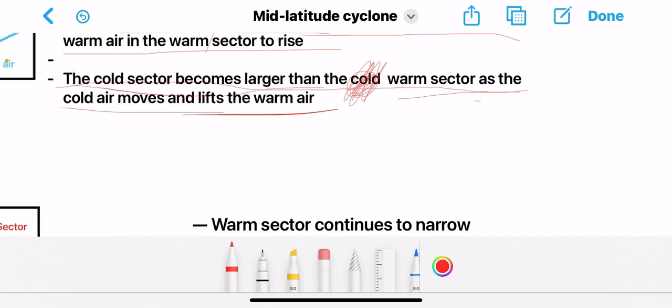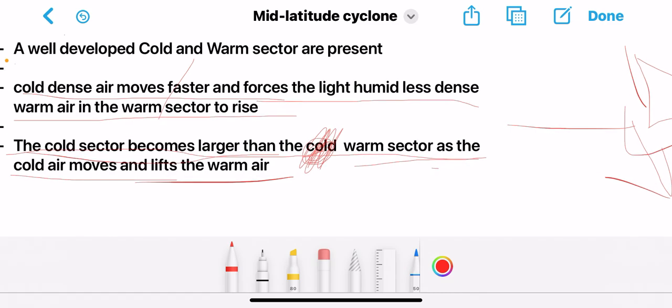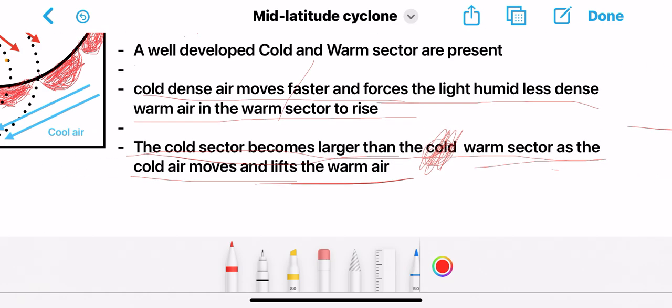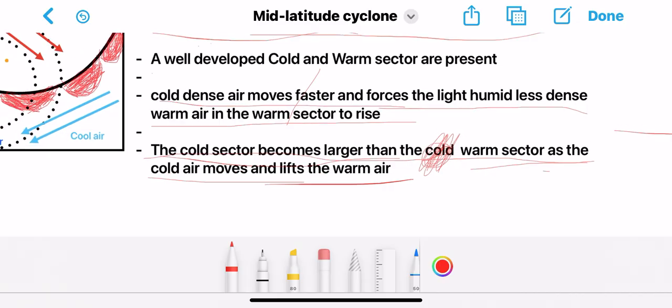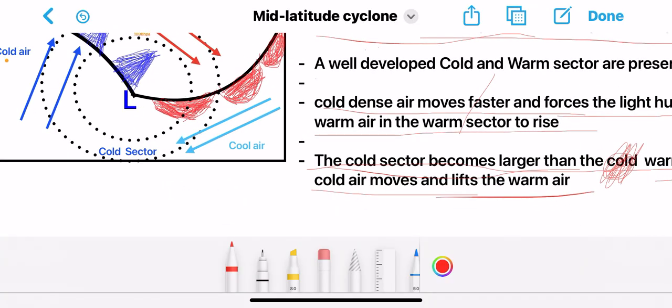Remember I said, when cold air and warm air meet, the warm air begins to be what? To be uplifted, and the cold air does what? That undercuts the warm air, and an area of low pressure develops. So this cold air, because it moves faster, isolates the warm air from the ground. So on the ground we will have more cold air, and wherever we have more cold air, it means we have what? A cold sector. So hence the cold sector becomes larger than what?